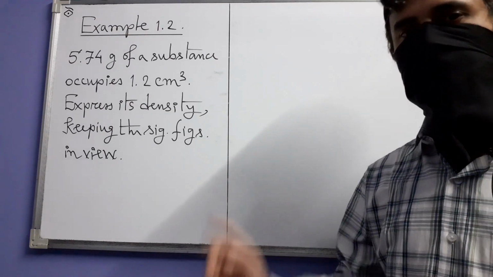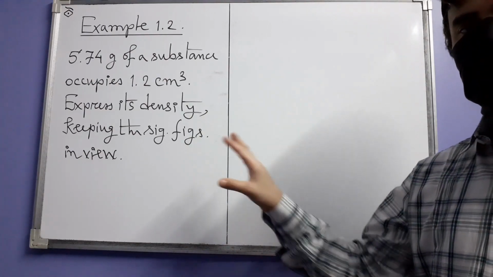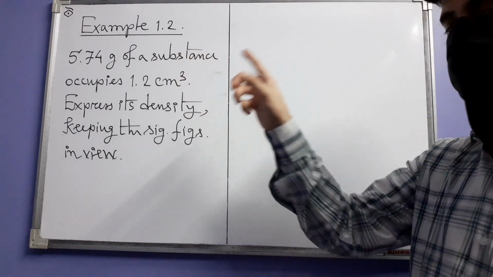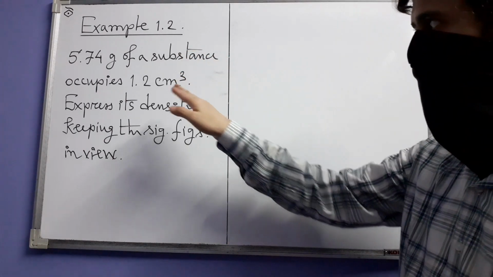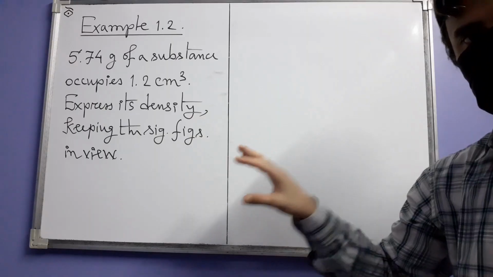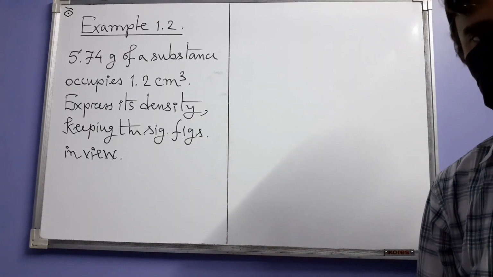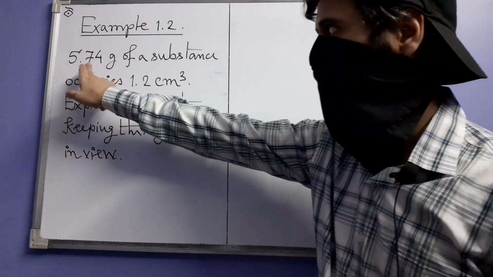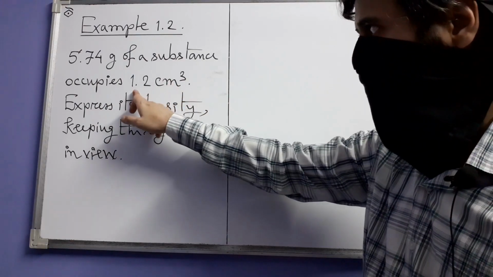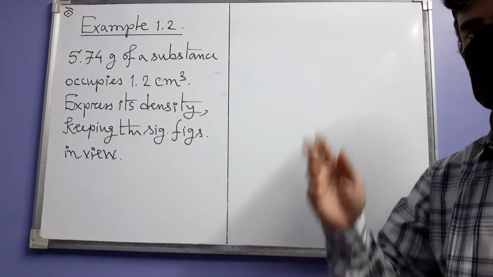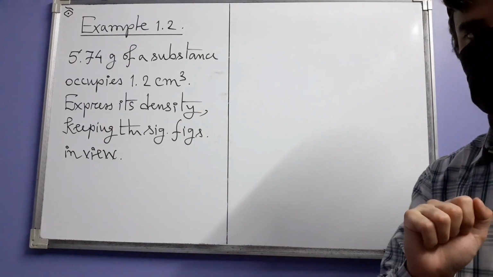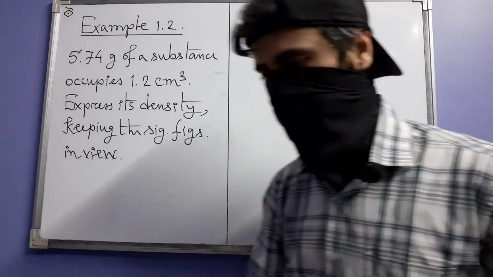So we have another such example. In this example, we calculate the density of a substance. Say 5.74 gram of that substance occupies 1.2 cubic centimeter. We have to calculate the density keeping the significant figures in view. You can see that there are 3 significant figures in the mass, but in the volume there are only 2 significant figures. So by the rule for division, the final answer should have 2 significant figures. With that in mind, let's see the solution.